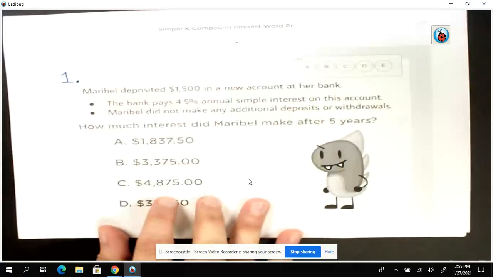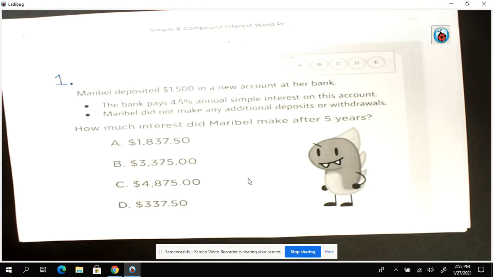All right, so this one says Maribel deposited $1,500 in a new account at her bank. The bank pays 4.5% annual simple interest on this account. Maribel did not make any additional deposits or withdrawals. How much interest did Maribel make after 5 years?